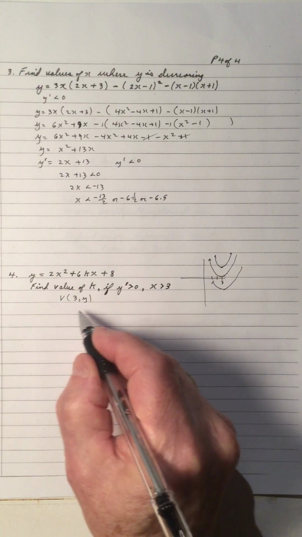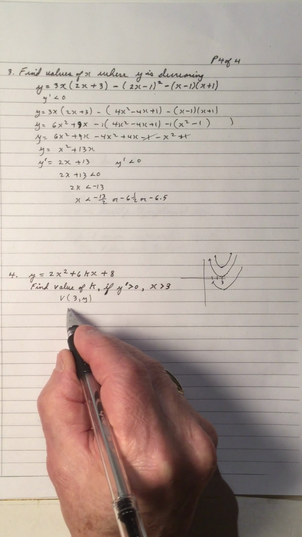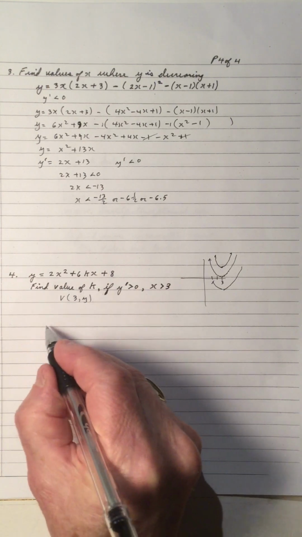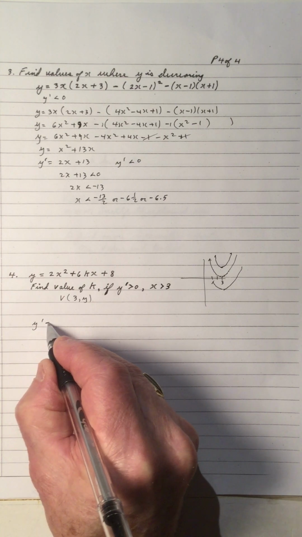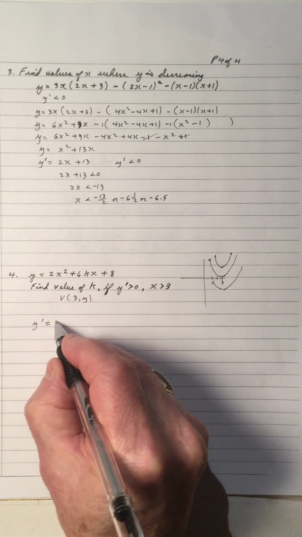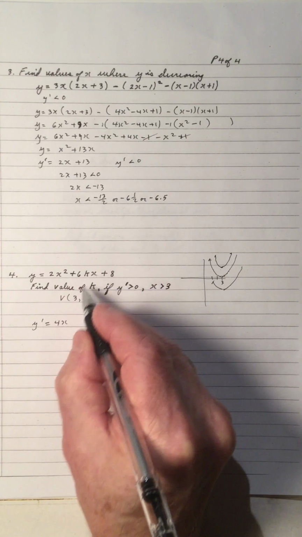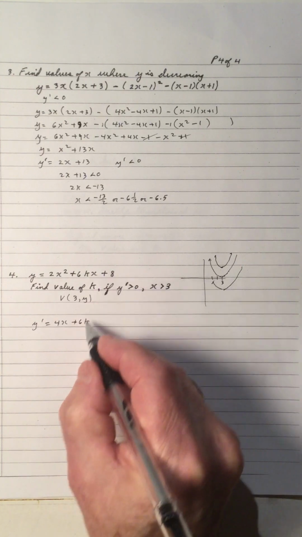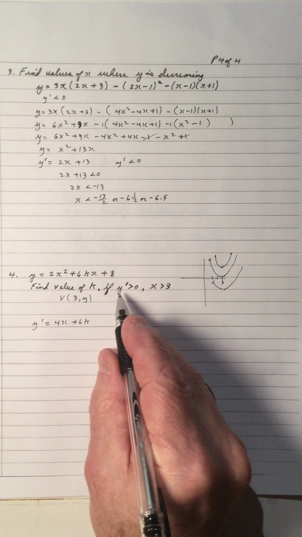So that means I got the vertex where x is 3. So now I will do the derivative of y. So y prime derivative is 4x. Derivative here is plus 6k. Derivative of the constant is 0. So that means that I have greater than 0.